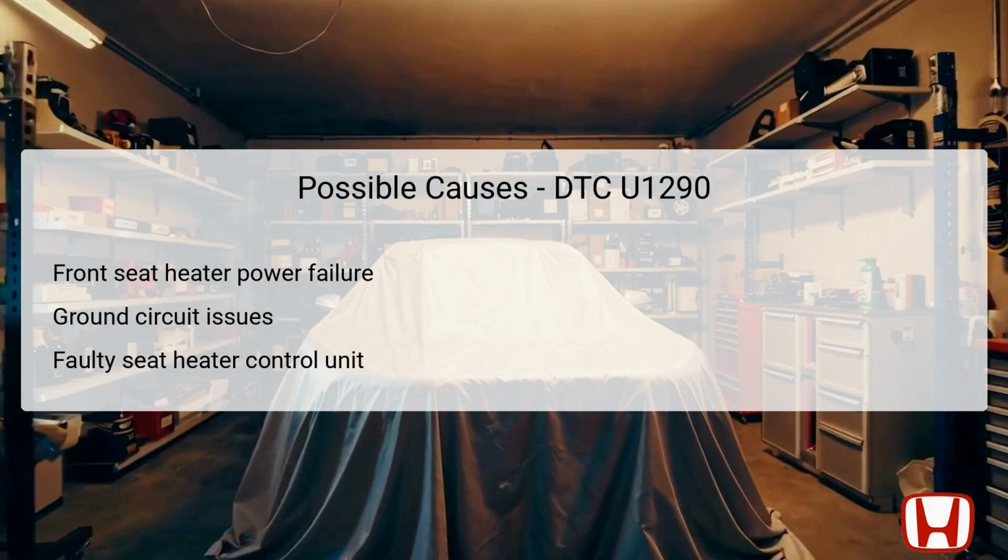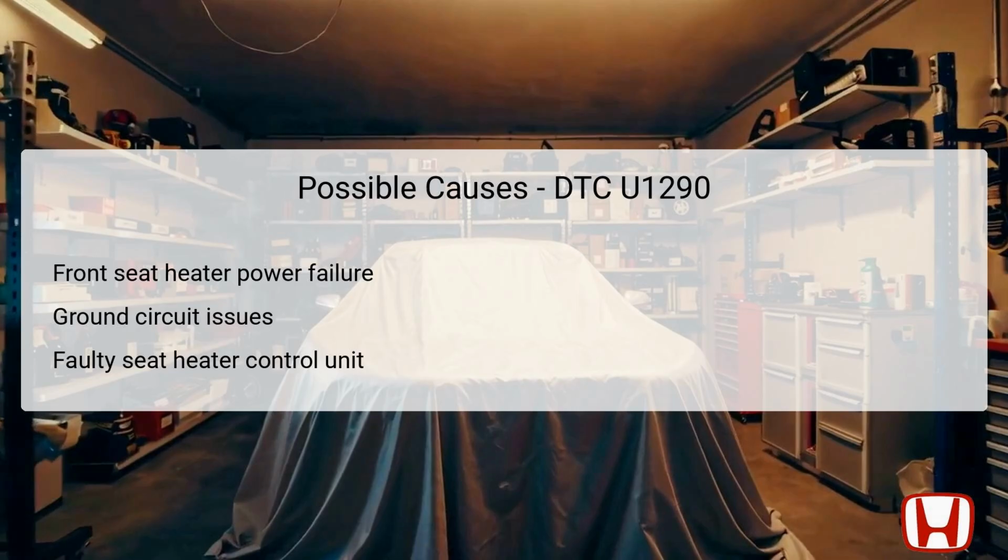The possible causes for DTC U1290 can be multifaceted. A primary reason could be a power failure in the front seat heater control unit, preventing it from relaying information to the climate control unit. This could be due to blown fuses or compromised wiring. Additionally, if there are issues within the ground circuit, the seat heater control unit may not function as intended. Ground problems can lead to erratic behavior in electrical components, sometimes causing communication errors.